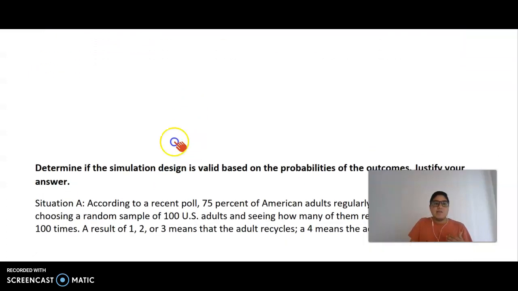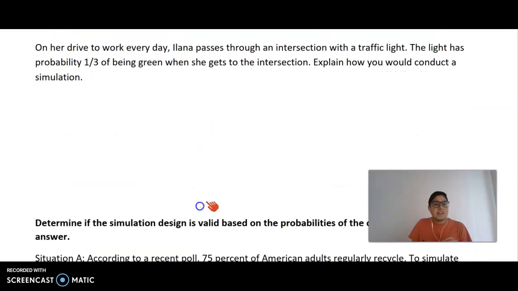So here we have 3 examples. So go ahead and pause the video, try these out on your own. Reference your notes or play back the video if you need. So go ahead and start now.